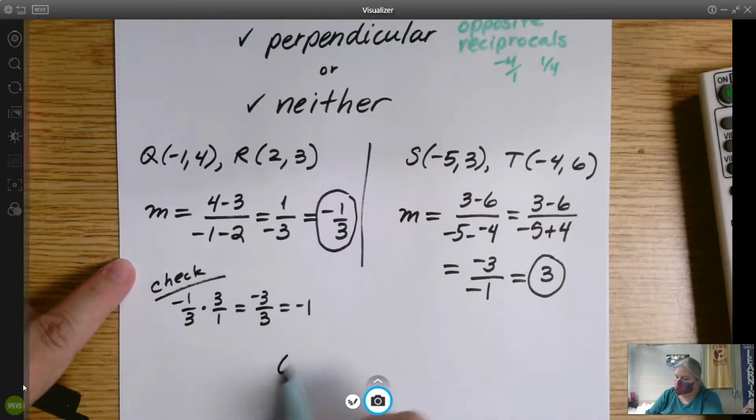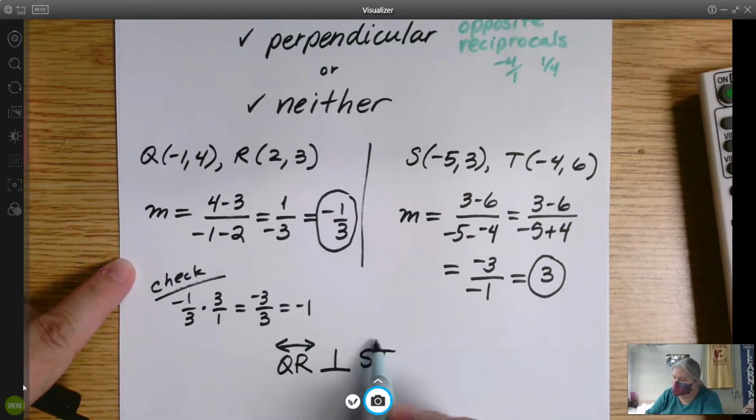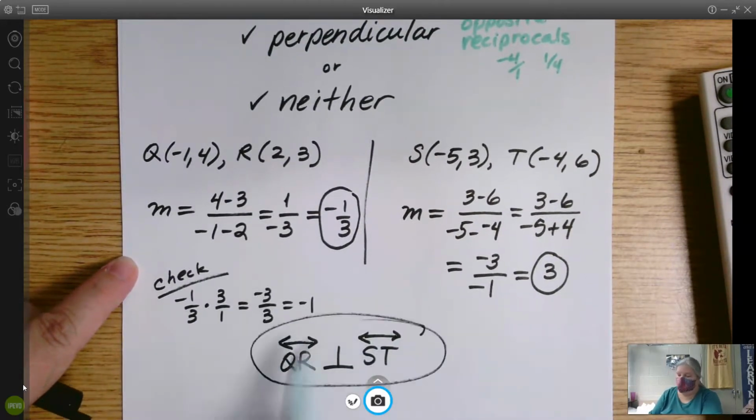So I'd say here that line QR is perpendicular to line ST. Forgive the bell ringing. And that is my answer.